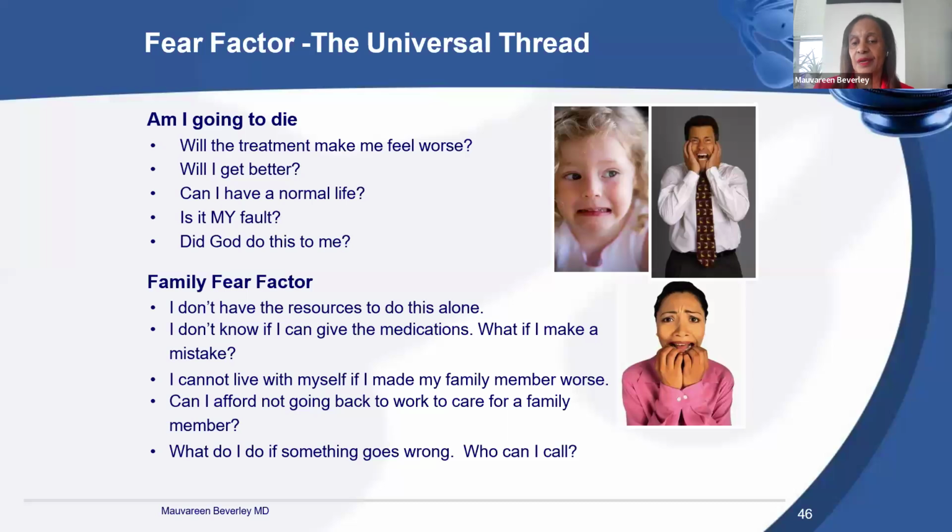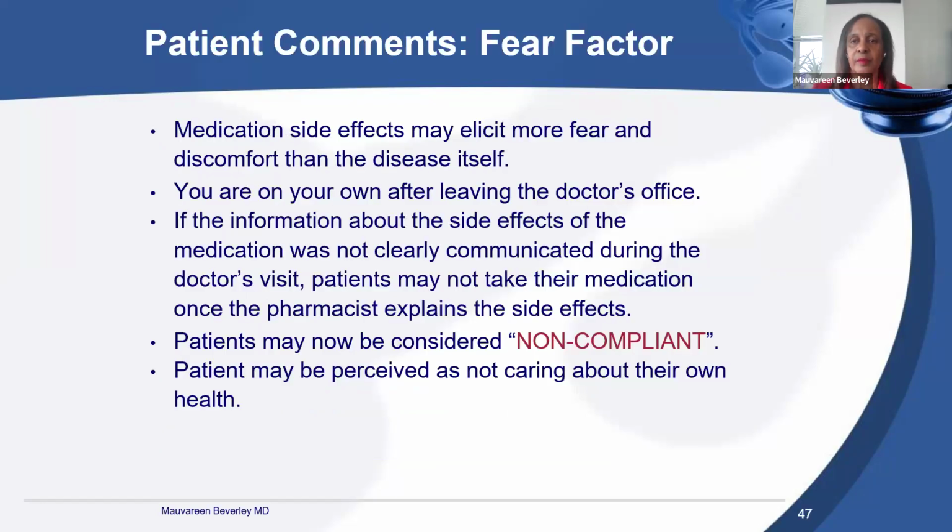Family fears: I don't have the resources to do this alone. I don't know if I can give the medication. What happens if I make a mistake? I can't live with myself if I made my family member worse. Can I afford not going back to work to care for a family member? What do I do if something goes wrong? Who can I call? A lot of the patients said they don't know who to call if something happens at home. And it's something that we may want to look into.